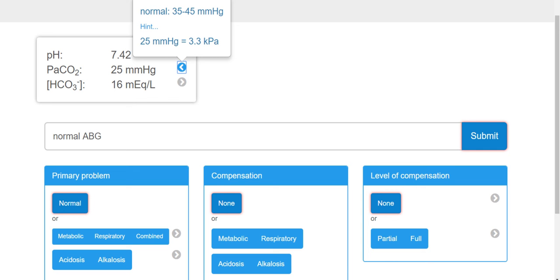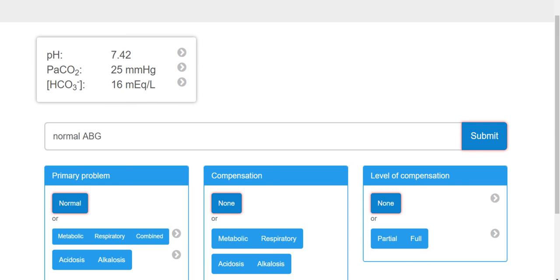So given that it's 25, and we know that CO2 is acidic, which means anything above 45 makes a person more acidic, and anything under 35 makes a person more alkalotic, that means that this is an alkalotic problem here at CO2. We don't know whether maybe that was a compensation issue or if that was the original insult. We kind of have to go on to bicarb and look at what bicarb is showing us to determine which one is the culprit.